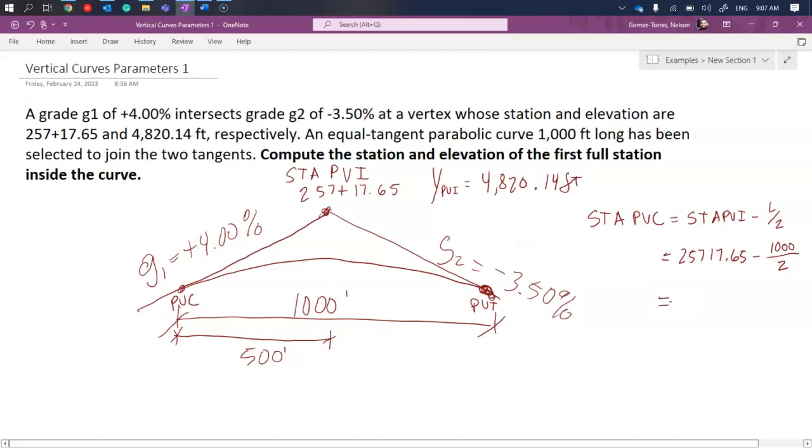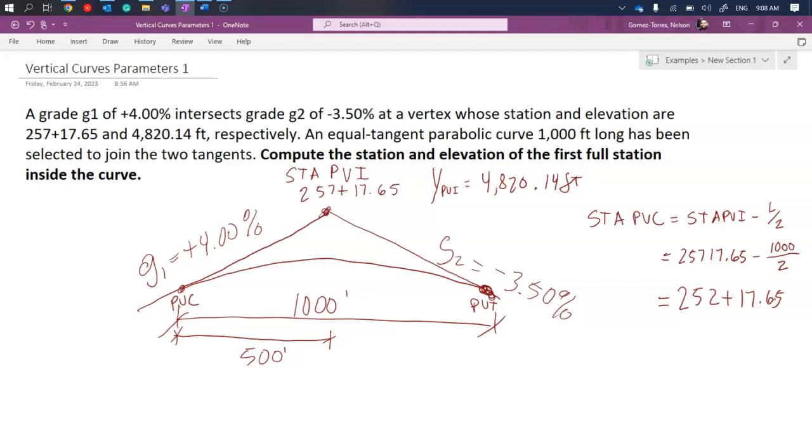Let's do the math over here. So what's that? Calculate. This is going to be something like, I can do all this here. It's 500 again. So that will be 252 plus 17.65. Okay. So that will be the station of the PVC. That is not the question they are asking, but I need that to be able to get to the answer.